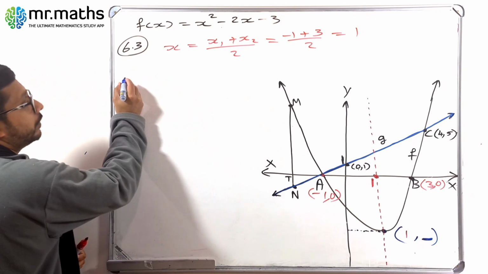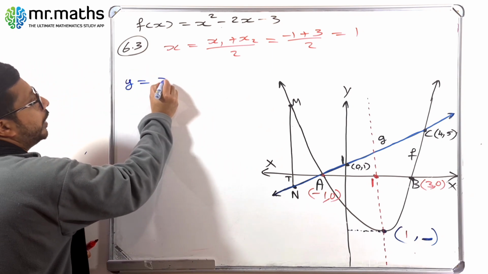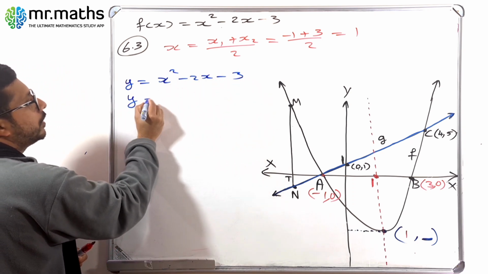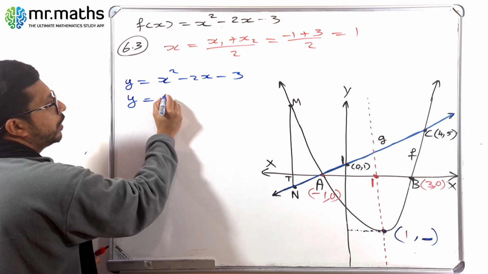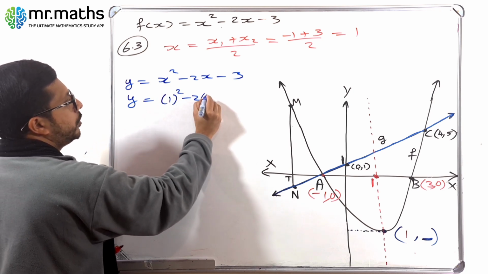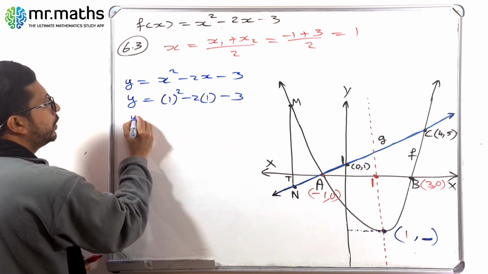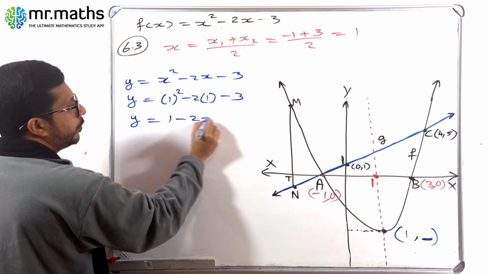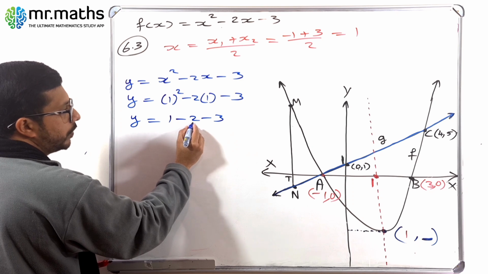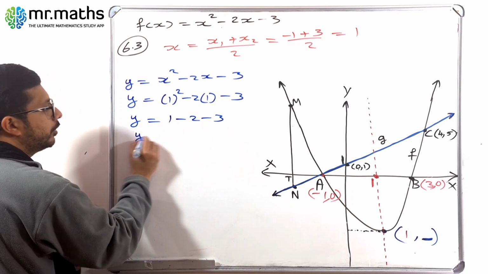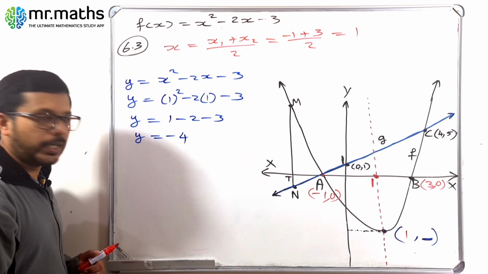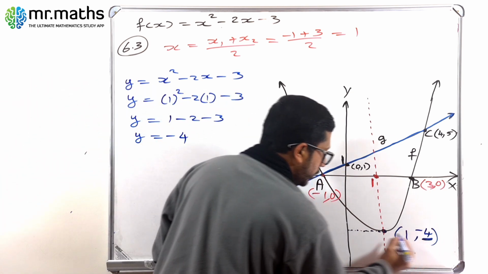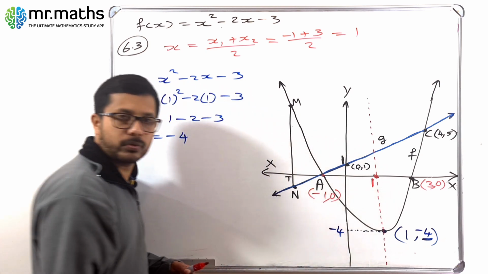Therefore y is equal to x square minus 2x minus 3. So y is equal to, what is the x value I got? 1. So 1 square minus 2 into 1 minus 3. That means y is equal to 1 minus 2 minus 3. 1 minus 2 is minus 1. Minus 1 minus 3 is minus 4. So it means that at this point the y value is minus 4. It means here it is minus 4.